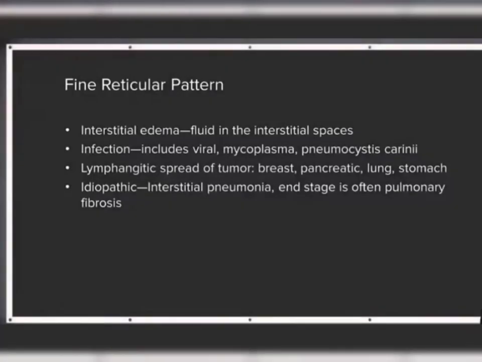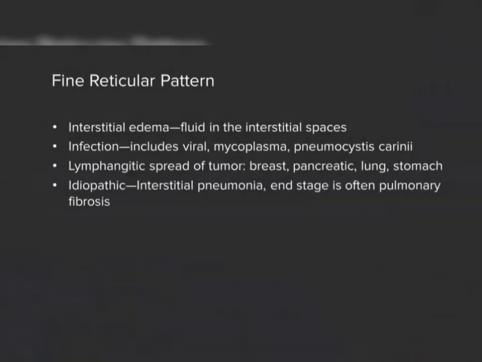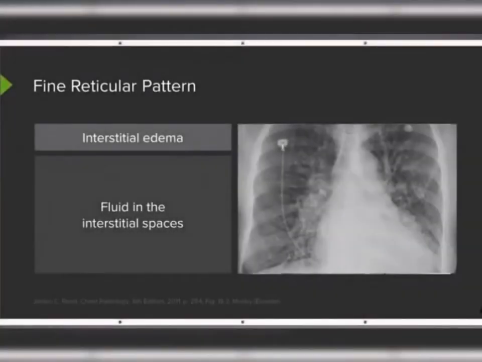Fine reticular patterns can be caused by multiple different reasons. Primarily interstitial edema, and that's the most commonly seen, and that is caused by fluid in the interstitial spaces. Infection can also cause a fine reticular pattern, and that's usually a result of an atypical infection, such as a viral infection, mycoplasma, or PCP. It can be caused by lymphangitic spread of tumor. The most common tumors to cause this pattern are breast, pancreatic, lung, or stomach. Or it can be idiopathic, such as an interstitial pneumonia, and usually in these cases, the end stage is pulmonary fibrosis.